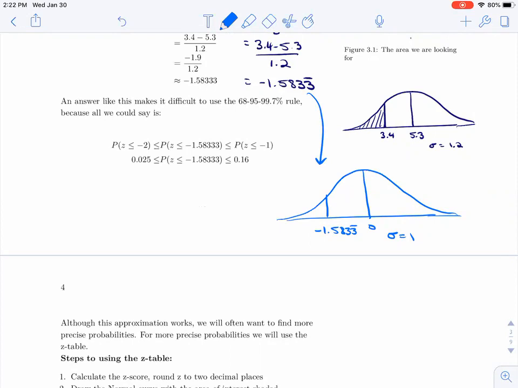Something's going on with the projector. It's not showing my awesome colors, but whatever. Doesn't matter. So here, this is still the area that we're interested in.